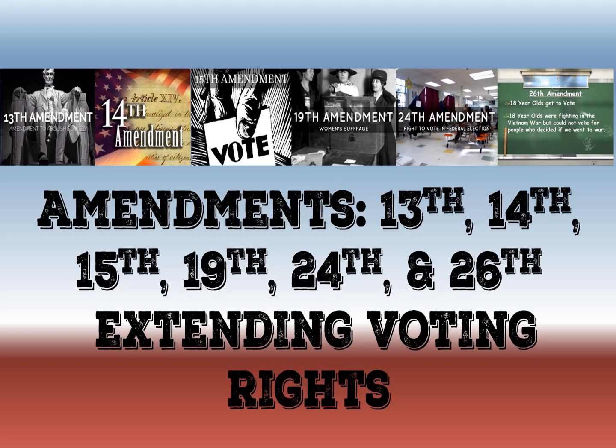So what we're going over this week is basically the amendments that were added after the Civil War, and in particular the amendments that were added to further suffrage for African Americans and other minority groups throughout our nation's history. So we're going to go over the 13th, the 14th, the 15th, the 19th, the 24th, and 26th Amendments, otherwise known as the Voting Rights Amendments.